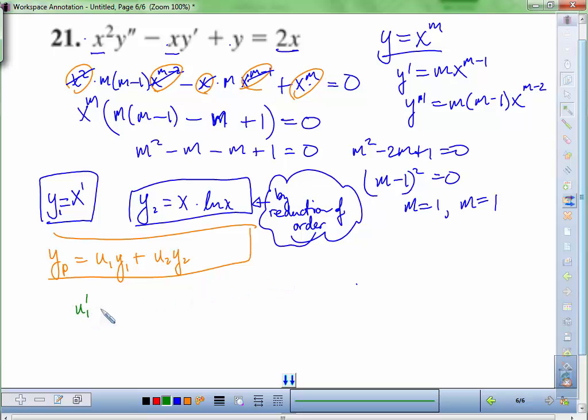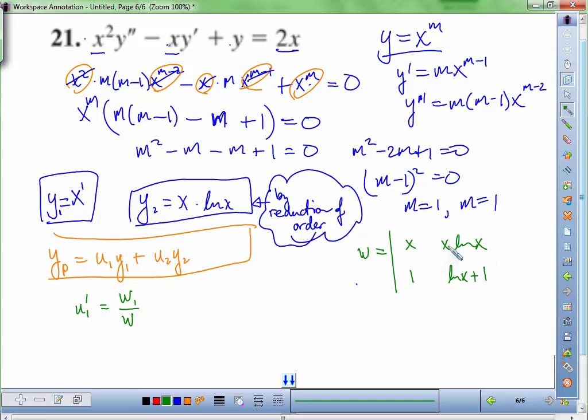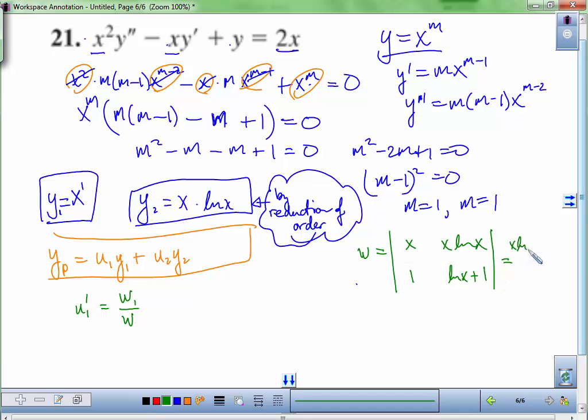So u1 prime is going to equal a Wronskian over another Wronskian. Let's find the first Wronskian without the subscript, and that's dependent on these two. So we have x ln x. The derivative of x is 1. The derivative of this is ln x plus 1. Derivative of the first times the second plus the first times the derivative of the second. x over x is 1. So this will turn out to be x ln x plus x, that's the diagonal, minus x ln x, which just turns out to be x. That's nice.